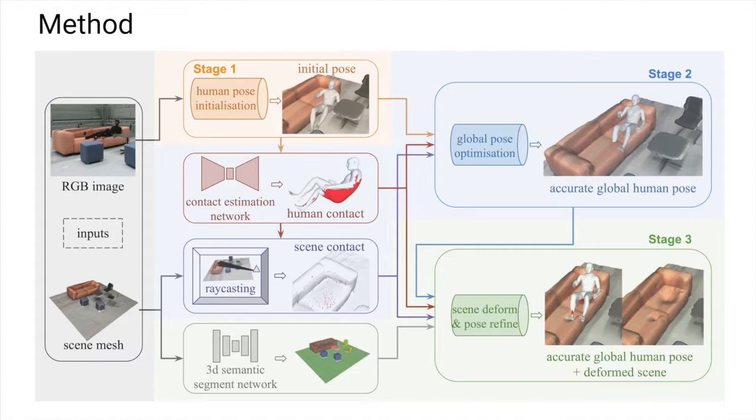Then we model the non-rigid scene deformations using as-rigid-as-possible regularization and perform joint scene deformation and pose refinement by alternatively updating the human poses and the surface deformations. As a result, we obtain accurate 3D human poses as well as plausible scene deformations.